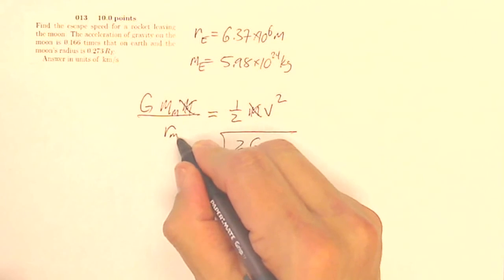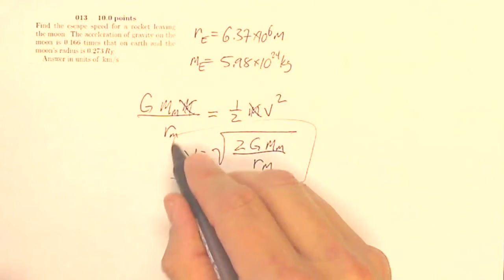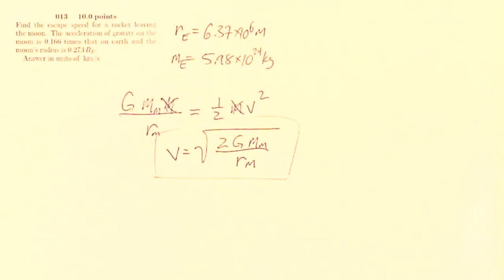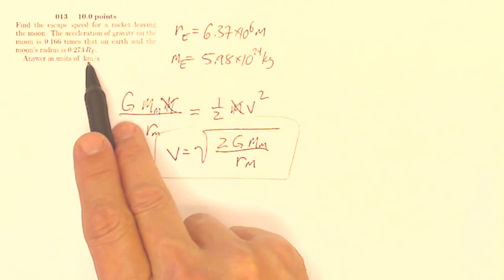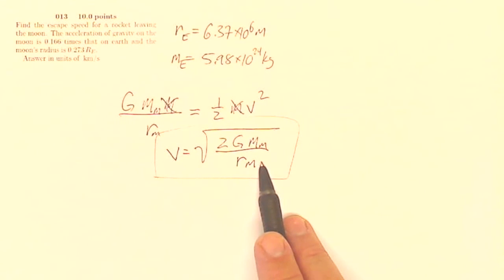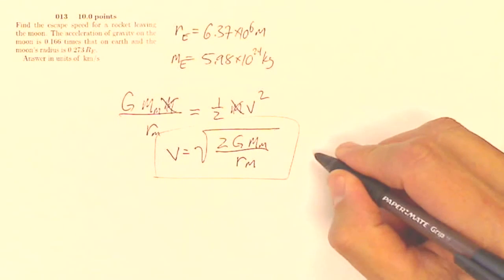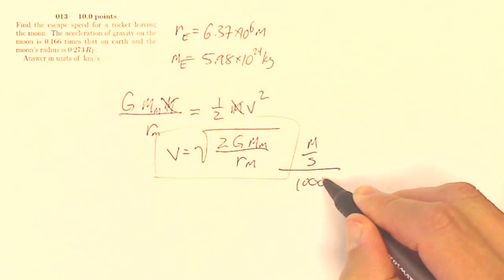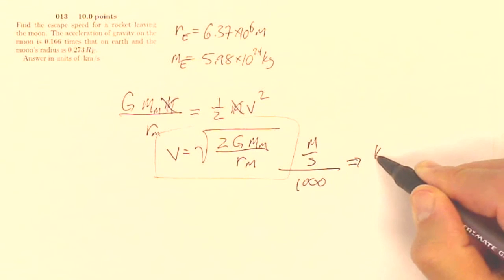So this is our radius of the moon, and that will give me my speed, or escape speed, from the moon. And once again, this says answer in units of kilometers per second. So whatever your velocity is here, you better take that, which is in meters per second, and divide it by 1,000 to give yourself kilometers per second.